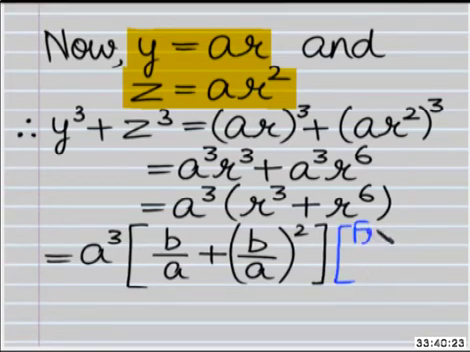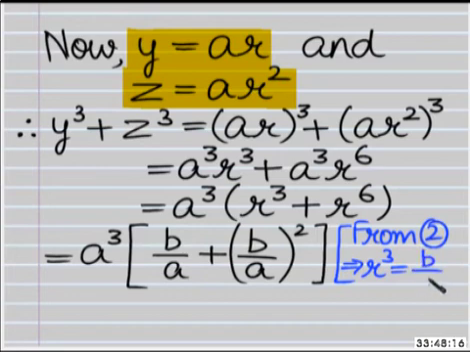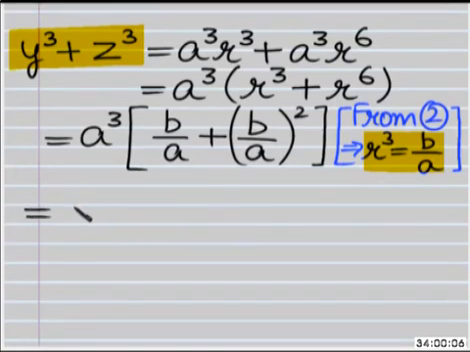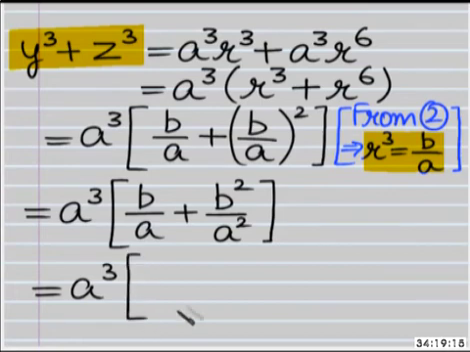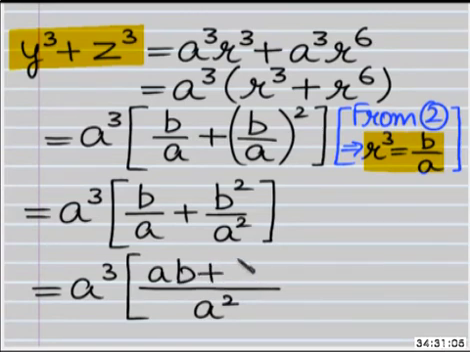because from equation number 2 we have R raised to the power 3 is equal to B by A. It is further equal to A raised to the power 3 whole multiplied by (B by A plus B square by A square), which is equal to A raised to the power 3 whole multiplied by A square as LCM, (A into B plus B square) whole divided by A square.